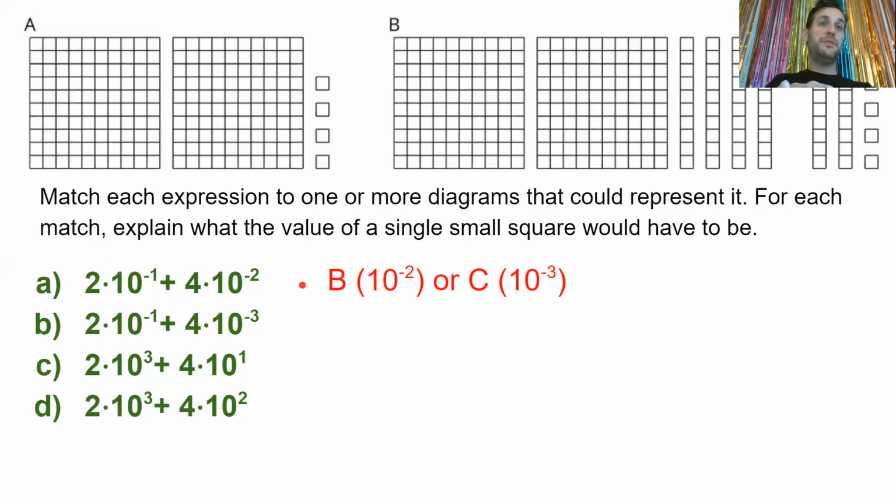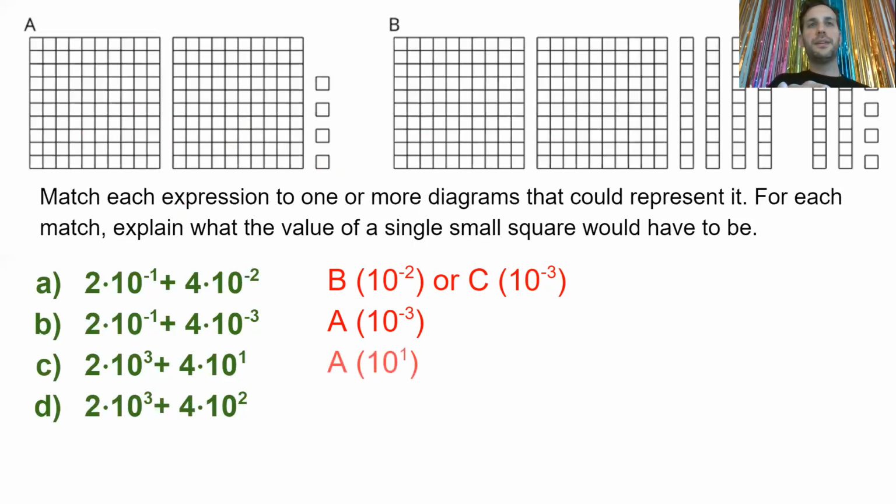So this first one could be B or C. This would be 2/10ths plus 4/100ths, and that could be B if each of these represented 100th, or it could be C if each of these represented 1,000th. The second one could only be A, and that would be true that you'd have 2/10ths and 4/1000ths if each of the single blocks was 1,000th.